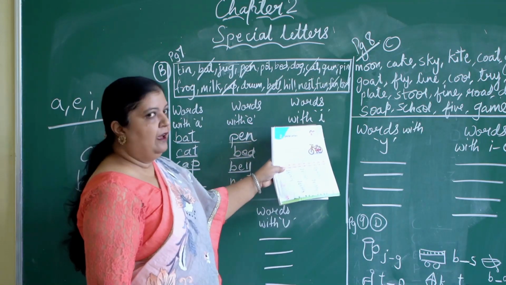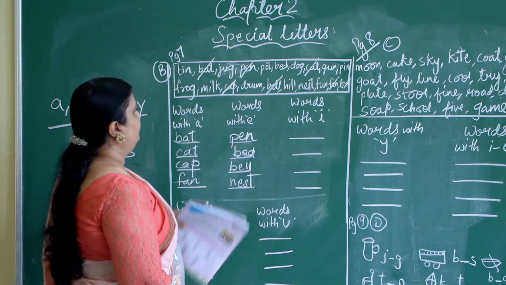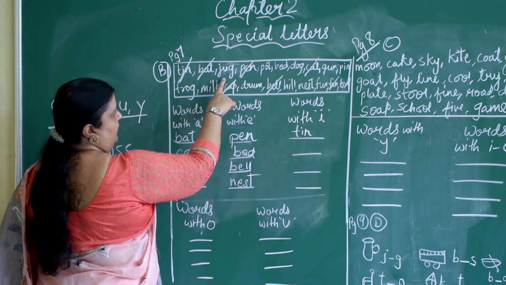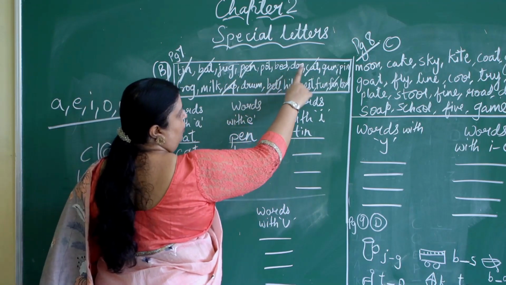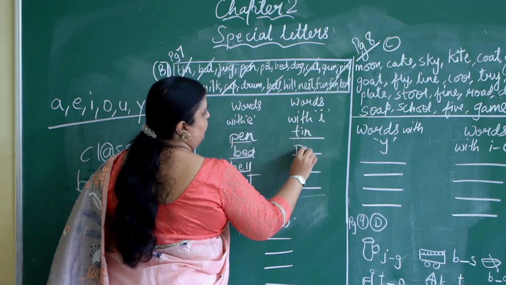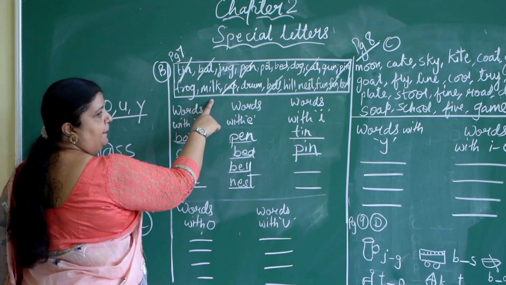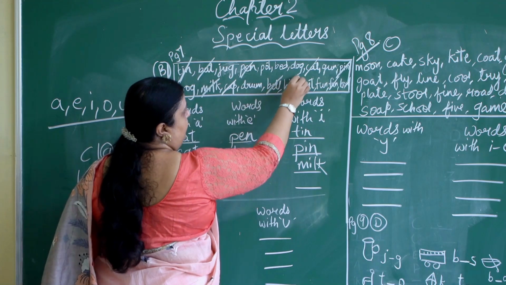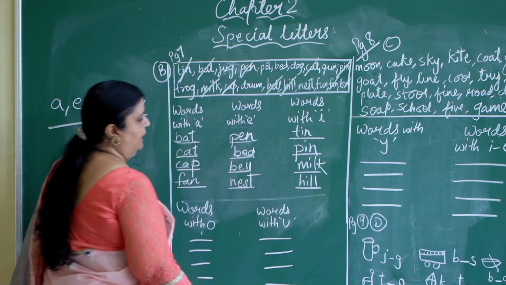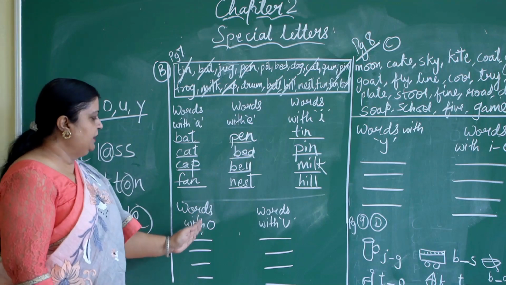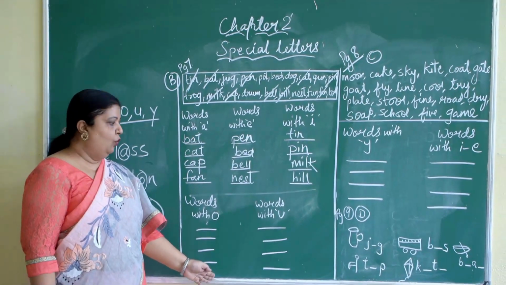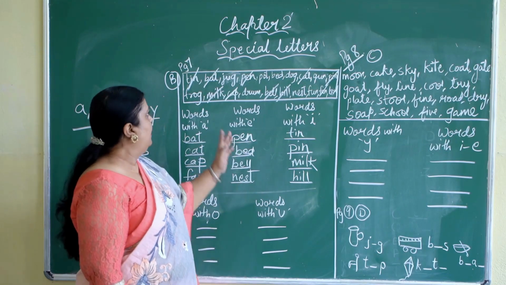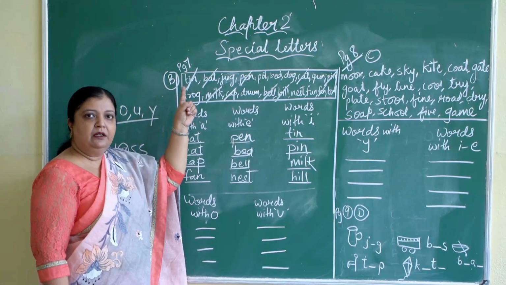Now we will be doing I, special letter I. Tin, the first word has the special letter I. Then jug, pot, bed, dog, gun, pen, frog, milk, drum, hill. Hill has the special letter I. The same way, children, you will be completing the special letter O words and words with special letter U. Understood, children? Now, this exercise is B exercise in page number 7.